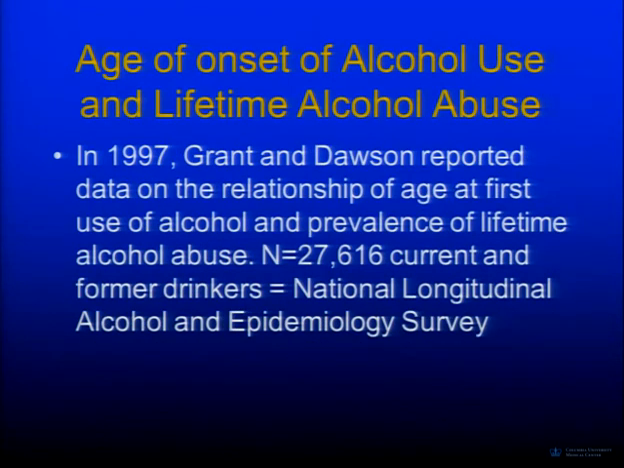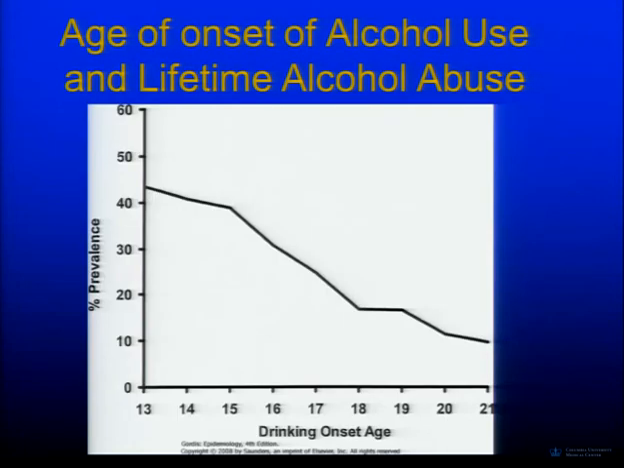So this is looking at the age of onset of alcohol use and whether or not you go on to have alcohol abuse throughout your lifetime. There was a study in 1997, and they reported that there was a relationship between the age at the first use of alcohol and the prevalence of lifetime alcohol abuse. They studied over 27,000 current and former drinkers. And this was the graph of what they found.